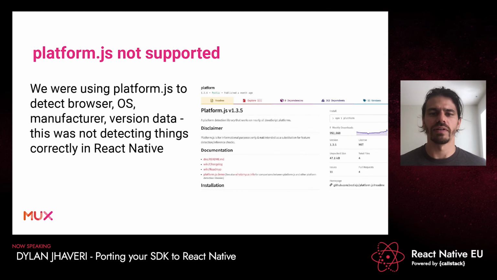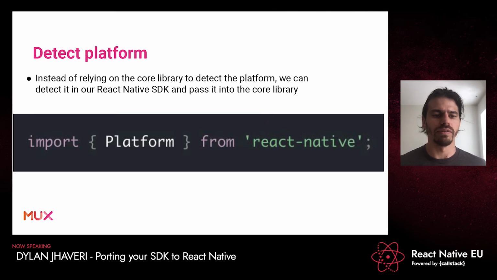Next, we were using this library platform.js. It's popular on NPM. It's a way to detect browser, operating system, manufacturer, and version data like that. And this was just not working in React Native. I don't remember if it was crashing or if it was just not giving me back any useful information, so that was not an option. But that wasn't too painful. All I had to do there was detect the platform using React Native's tools. They have a Platform module.